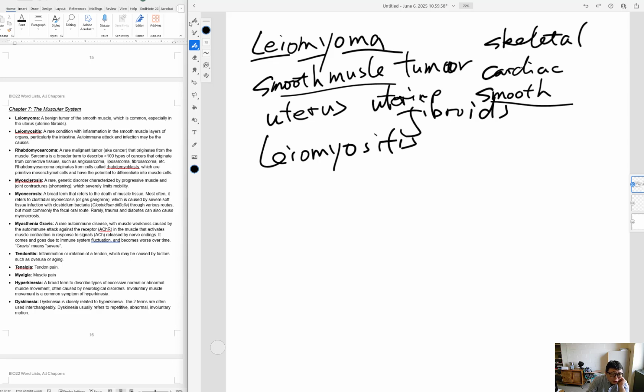Leiomyositis, smooth muscle inflammation, which mostly happens inside the intestine due to autoimmune attack of the intestine smooth muscle. I'm not sure how common it is. It's rather rare, including the next one we talked about.